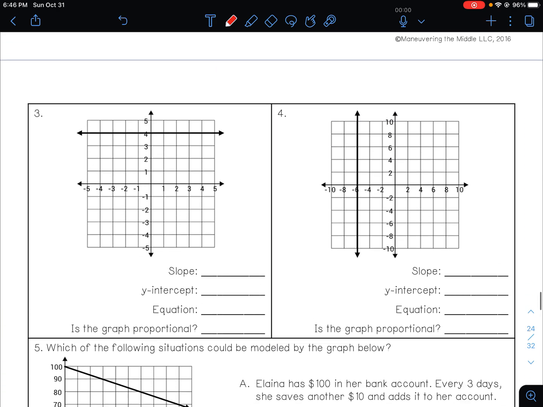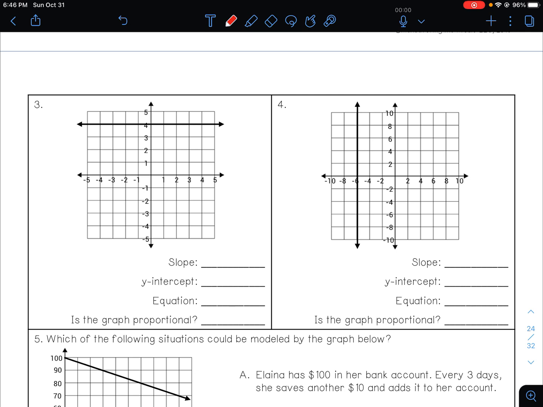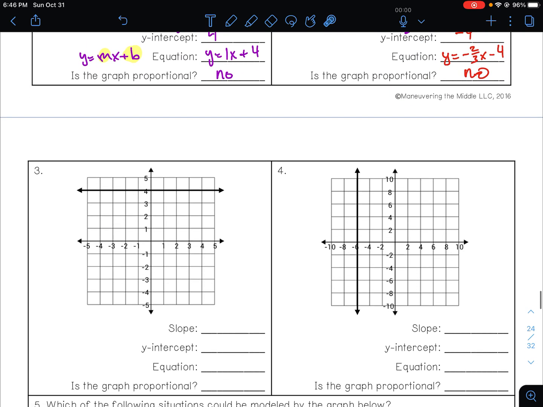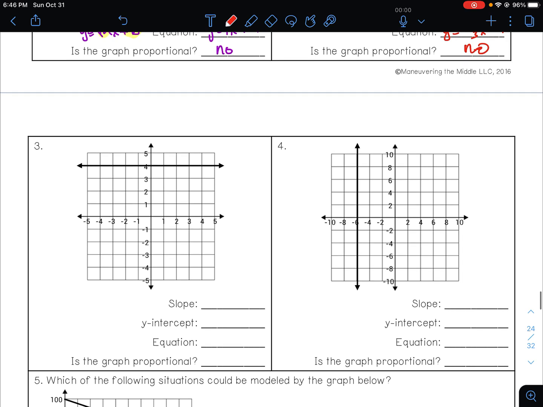Let's look at the next one. We've got a horizontal line. And if you remember, horizontal lines always look like this: y equals some number. So it's running through 4. My slope is 0 because it's not going up or down at all. It's just going left and right. So it's a slope of 0.